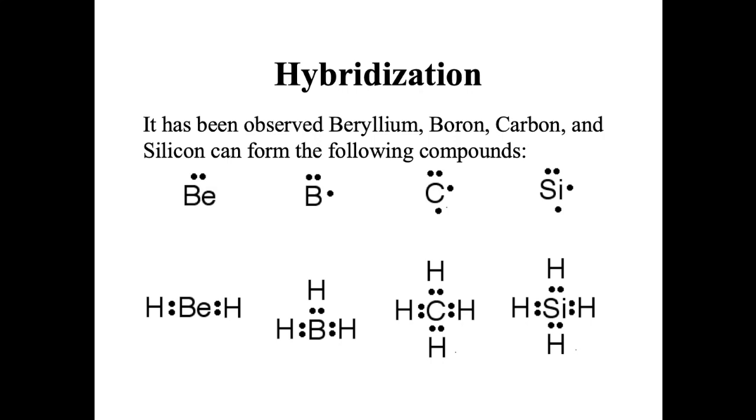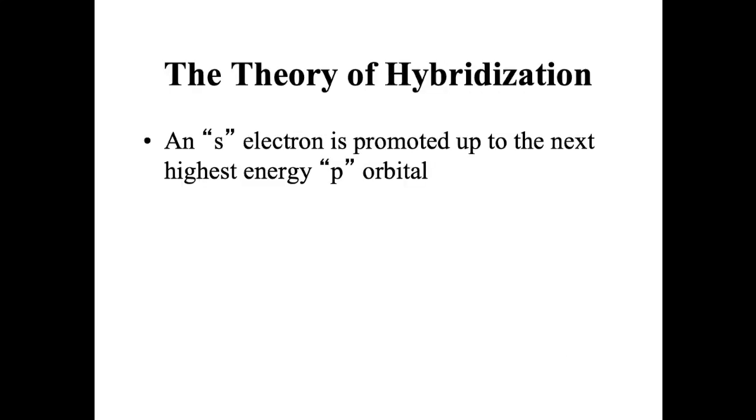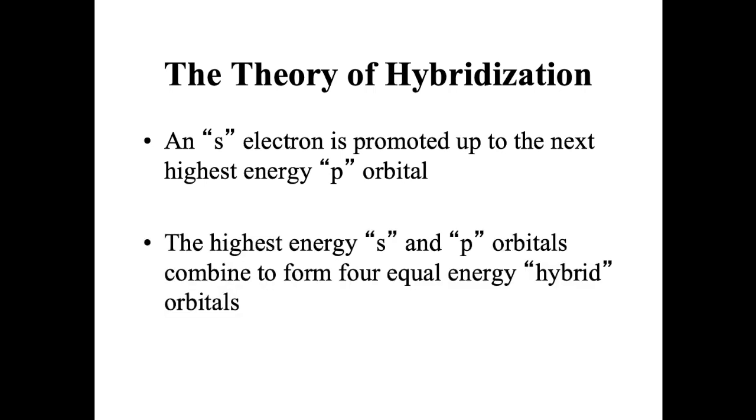And that's because all 4 of these elements have undergone hybridization of their s and p orbitals. Hybridization is when you combine s and p orbitals for certain elements. So what happens is that an s electron gets promoted to the next highest energy p orbital. And so the highest energy s and p orbitals combine to form equal energy hybrid orbitals. And we'll take a look at what that looks like for these 4 elements.